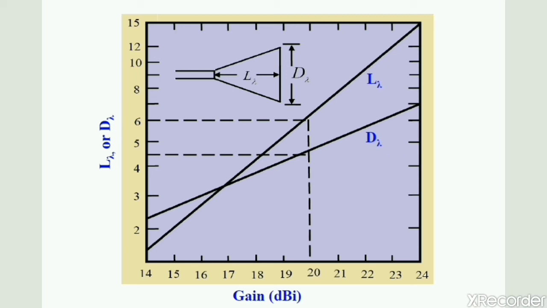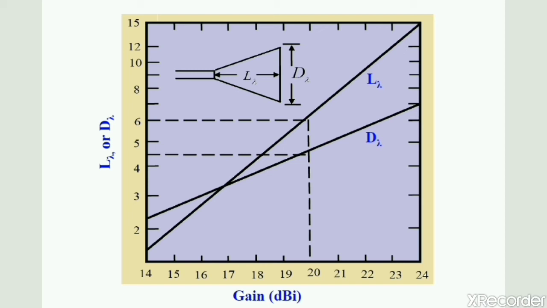So in this graph we can see the relation between gain and the axial length, also gain with the diameter of aperture. Here also, as we increase the length of this conical horn antenna, the gain is also increasing. We can see from this graph, the top line shows the relation between gain and the axial length L, which shows that as we increase the axial length of this conical horn antenna, the gain is also increasing.